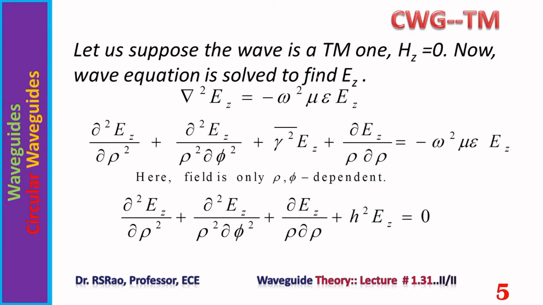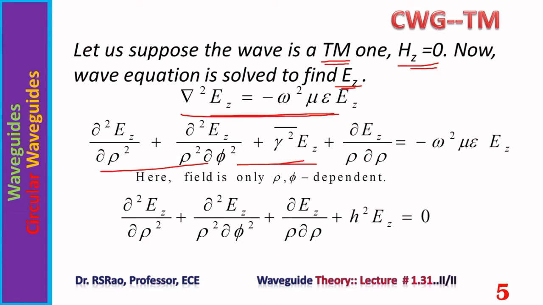Now to begin, the first wave we consider is a TM wave. For TM wave, Hz is 0. So we estimate Ez. For that we consider wave equation. It is expanded. Note we are in cylindrical coordinates, so the expansions are slightly complicated. They are complex, they are complicated.